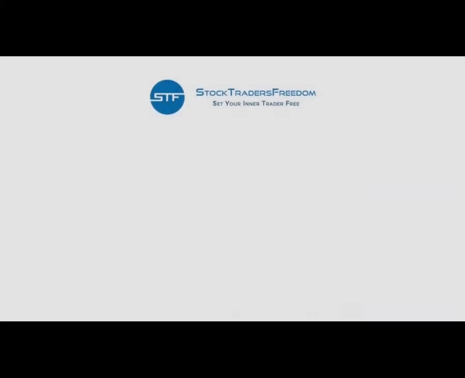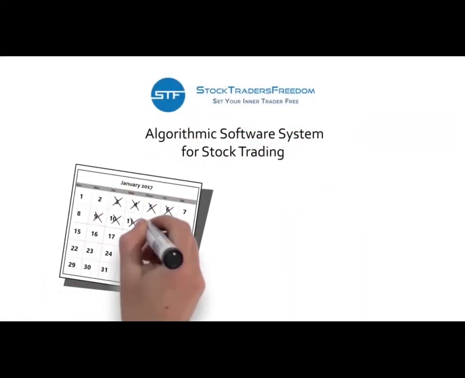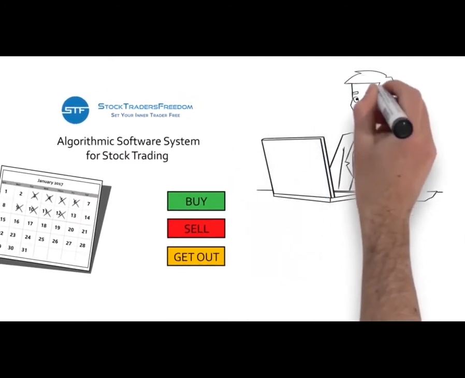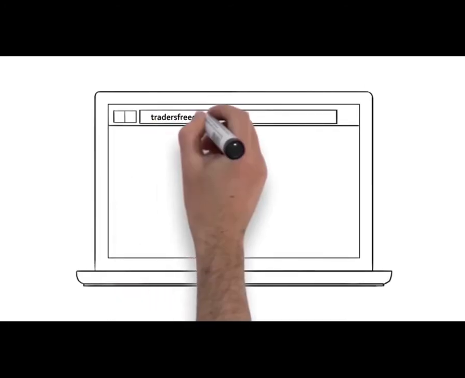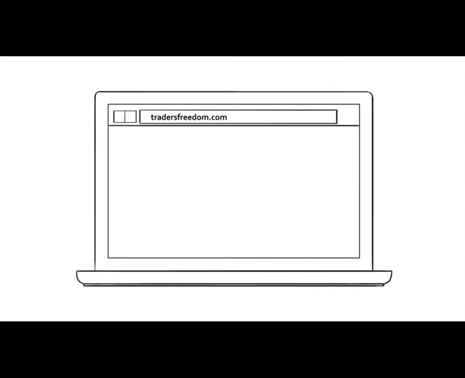What is Freedom? Freedom is an algorithmic software system that produces daily trade signals for buying and selling stocks to consistently make money trading using Freedom.